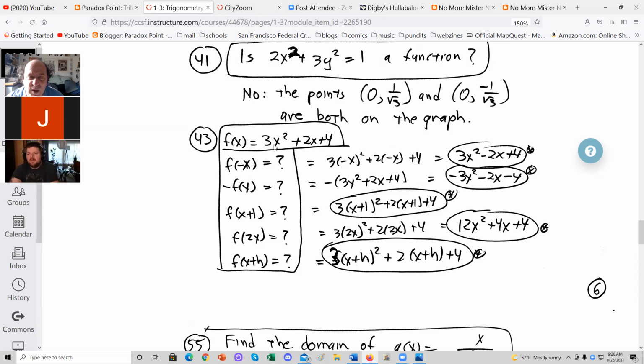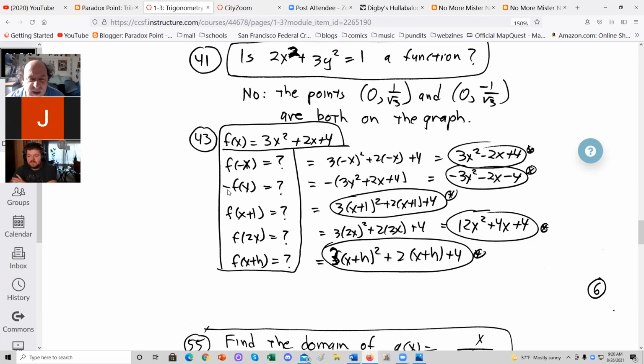Well, f of negative x, we plug in negative x for where all these x's are. 3 times the square of negative x plus twice negative x plus 4. Okay, the square of negative x will just get you x squared. And this is negative 2x. So 3x squared minus 2x plus 4.